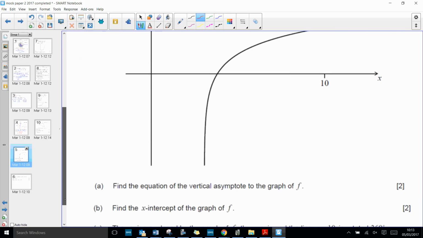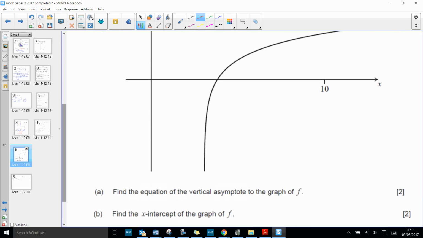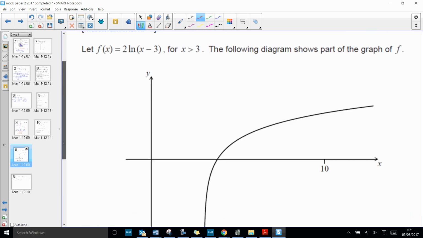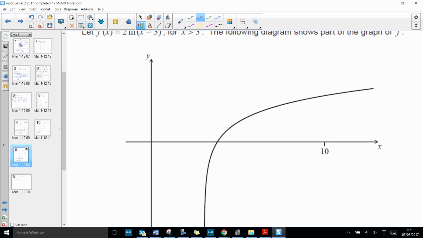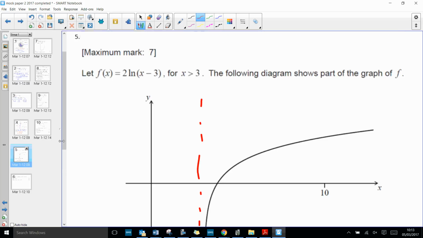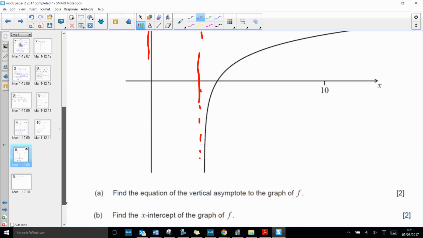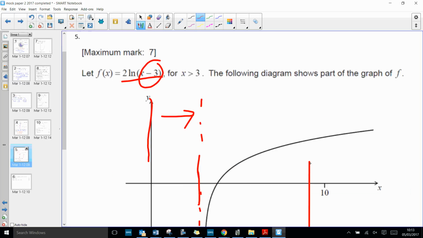Find the equation of the vertical asymptote. Normally, the asymptote for the log function would be the y-axis, but this -3 means that the whole graph shifted to the right 3 units, which means that this equation must be x equals 3.